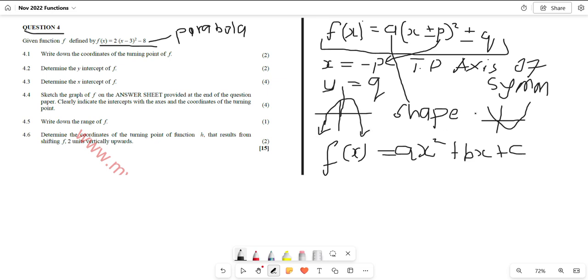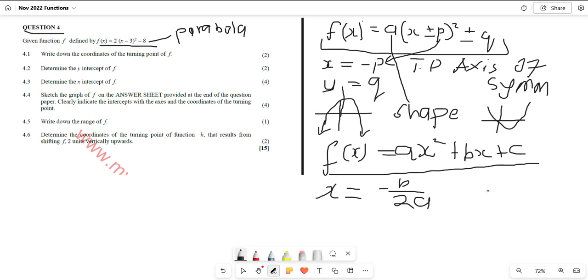We have two shapes: a parabola facing upwards if the value of a is a positive number, and a parabola facing downwards if the value of a is a negative number. Now here we have the standard equation of a parabola in quadratic form, that's why we have ax squared plus bx plus c. If the equation of the parabola is given in this way, we are required to find the coordinates of the turning point. To find the turning point, there is a formula in the formula sheet that says x equals negative b over 2a.